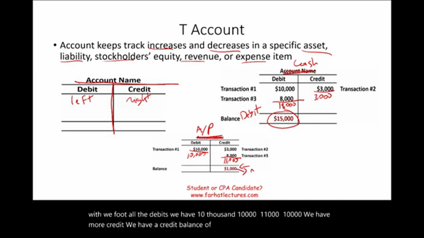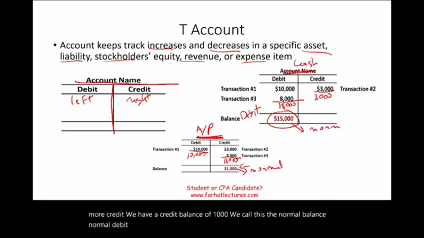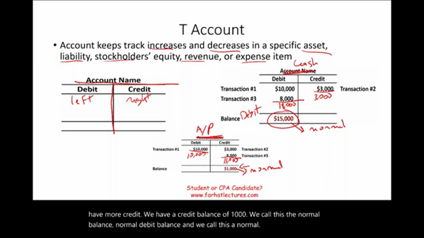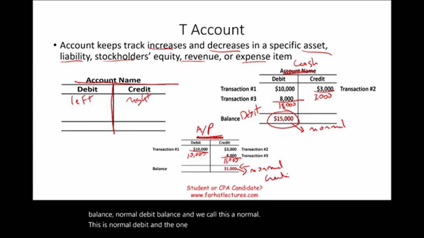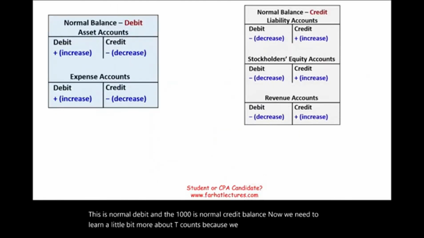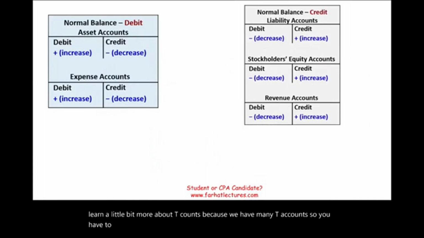We call this the normal balance, normal debit balance, and this is normal debit, and the 1,000 is normal credit balance. Now, we need to learn a little bit more about T accounts because we have many T accounts. So you have to memorize or know these relationships.